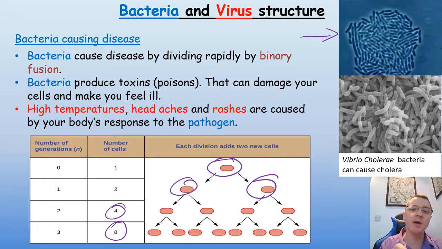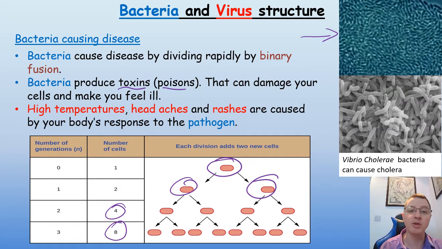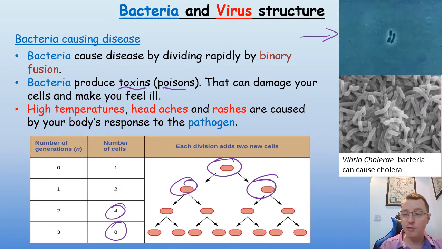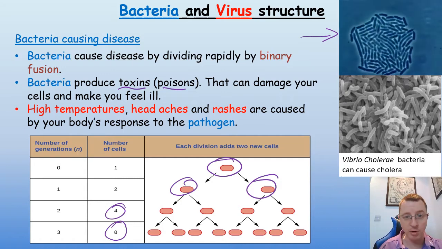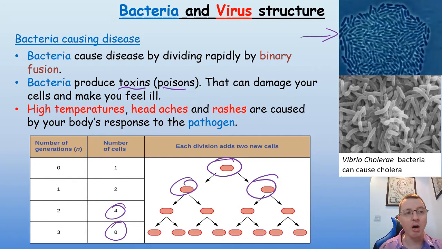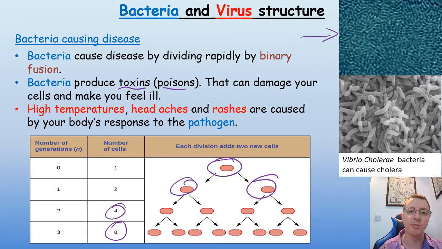And those bacteria will produce toxins or poisons that can damage your cells and make you feel ill. If you do have an infection, you're likely to get high temperatures, headaches and rashes, but these are not caused by the bacteria, they're actually caused by your body's response to the pathogen, and they are often a way of the body trying to destroy or damage or reduce the growth of the pathogen.